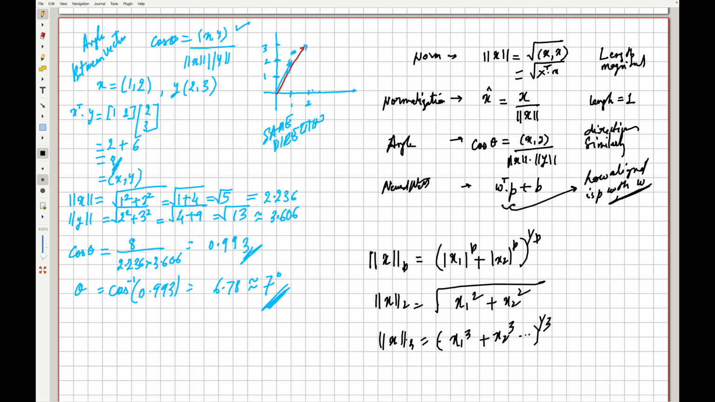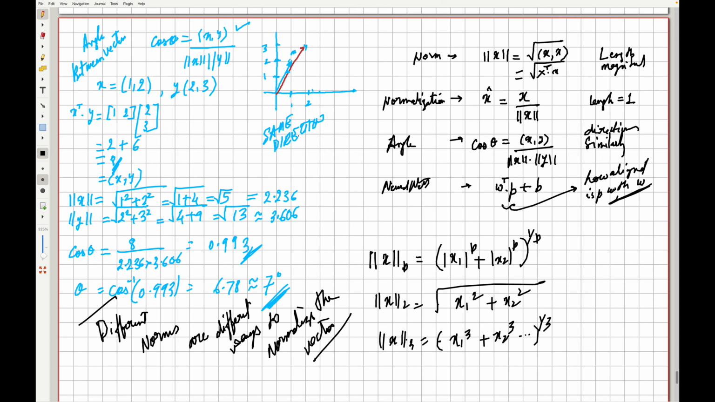And so essentially what we are trying to say here is that different norms are just different ways to normalize the vectors. Because the normalized length that we get, which is this one, would be different if we normalize x in a different way. That's just a general idea there.